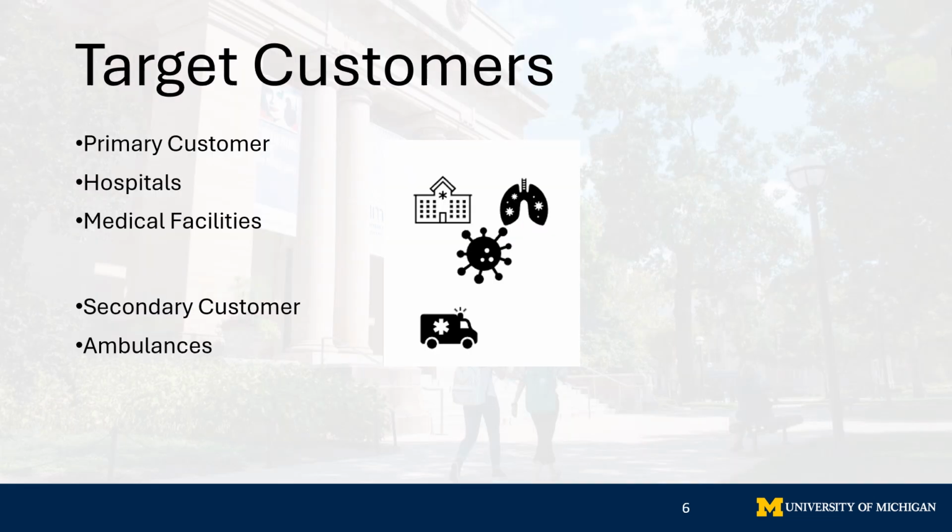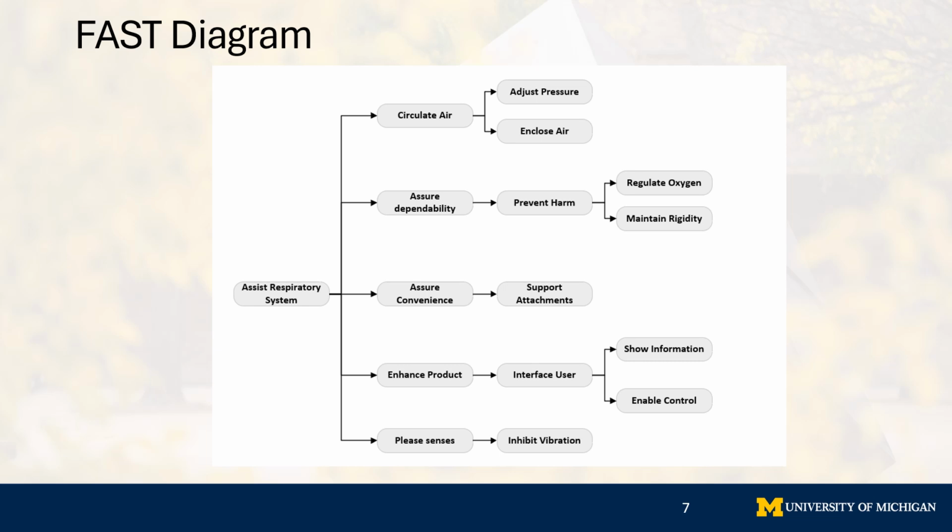the motor. Our primary customers for this product would be hospitals or medical facilities that use ventilators to supply sufficient oxygen to patients with restricted breathing. Secondary customers for this product include ambulances for when a ventilator is needed in the field. The ventilator FAST diagram is shown below with the task function of assist respiratory system, the primary functions of adjust pressure and enclose air, as well as the supporting functions.